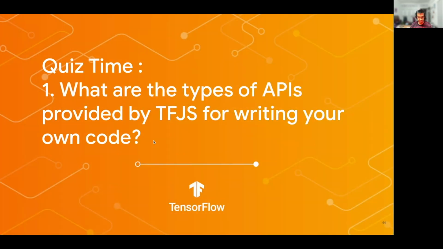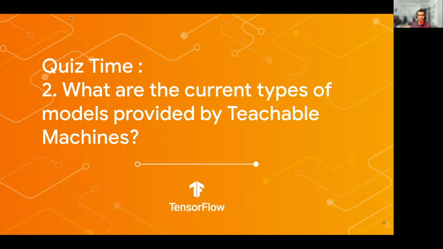Now, coming to the next question. What are the different types of models that are provided by the Teachable Machine? If you recall, I showed an example for the image model, but there are two other types of models that the Teachable Machine provides. If you can answer that within the chat, you'll be the winner for this round. Currently there are three different types of models that are supported. The one example that I showed was the image model. There are two others that you can use. What are the two other ones?